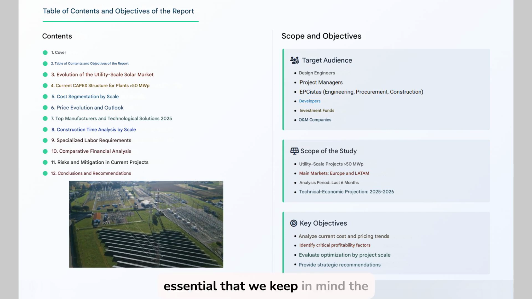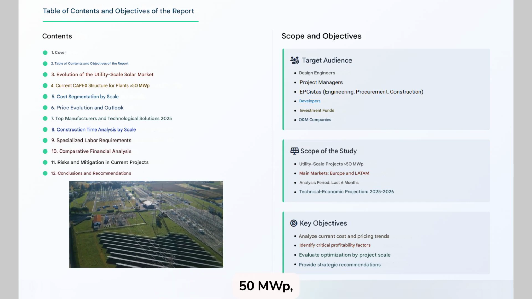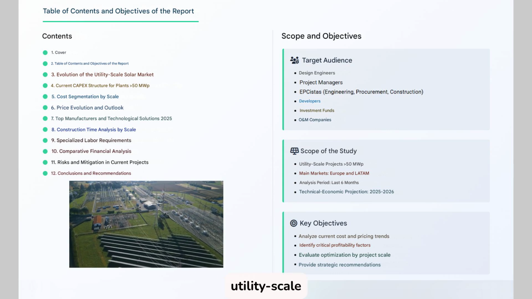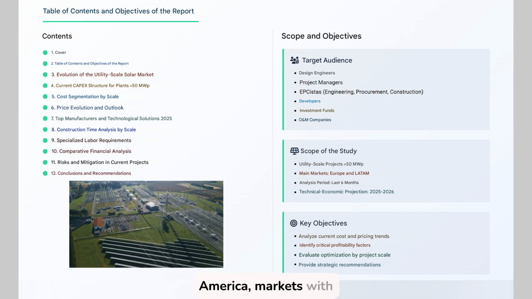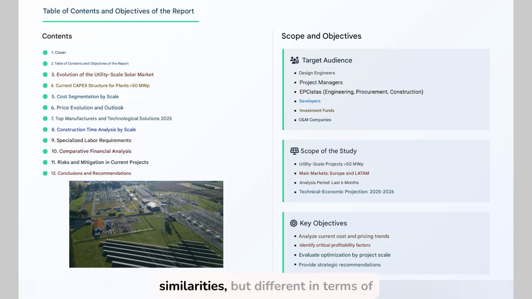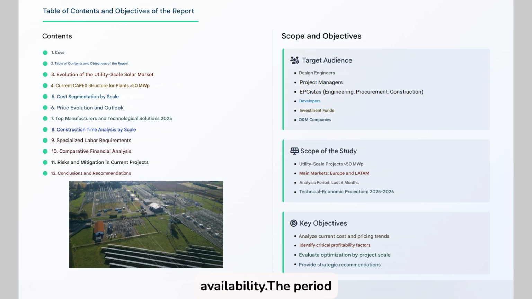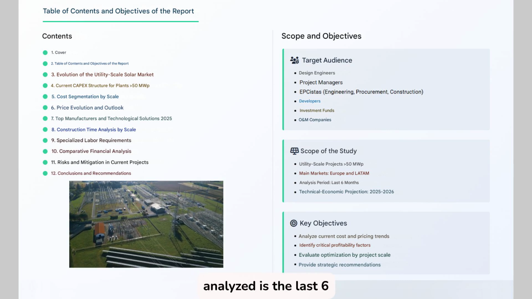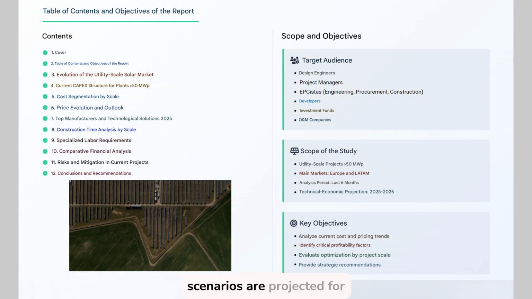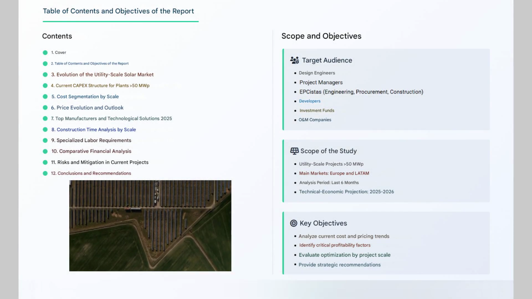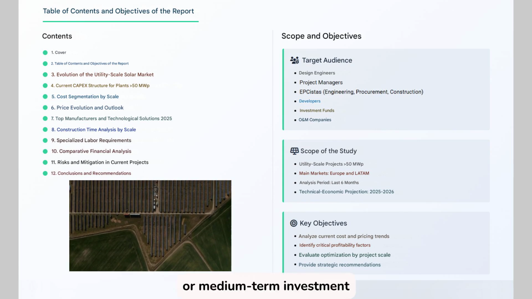It is essential that we keep in mind the analysis framework. We focus on plants over 50 MWp, that is, truly utility-scale projects. The data primarily covers Europe and Latin America, markets with strong regulatory similarities, but different in terms of solar resources, logistics, and labor availability. The period analyzed is the last 6 months, ensuring up-to-date information. In addition, scenarios are projected for 2025-2026, which are very useful for expansion plans or medium-term investment decisions.